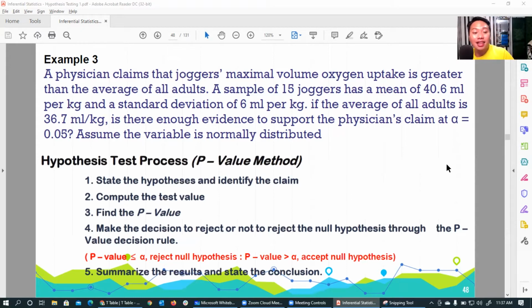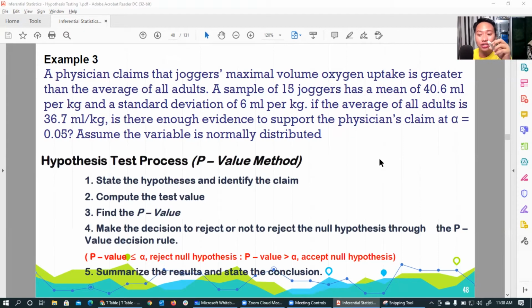So let's start with stating the null hypothesis and alternative hypothesis. Okay? So here, what's going to be our null hypothesis here and alternative hypothesis and our claim? Go. Before I proceed to the next slide. Okay. Equals 36.7. Okay. And the alternative hypothesis greater than 36.7?